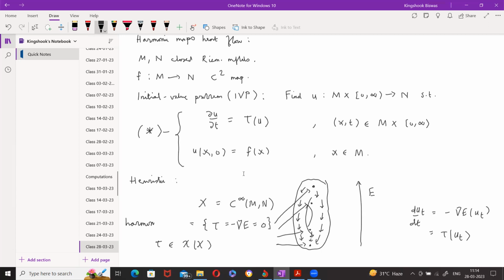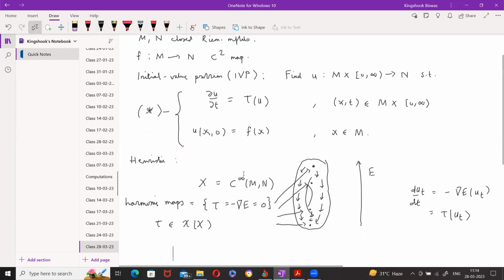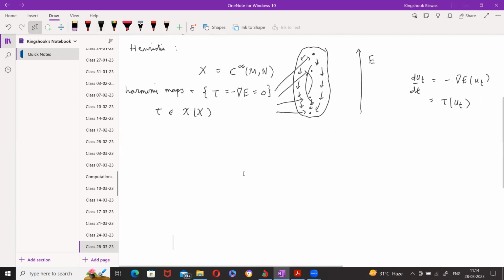So one would hope that first of all, the solution exists and is defined for all time, and as time tends to infinity, it converges to a harmonic map from M to N. Is the idea clear? Yes?